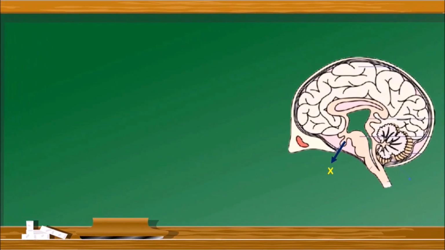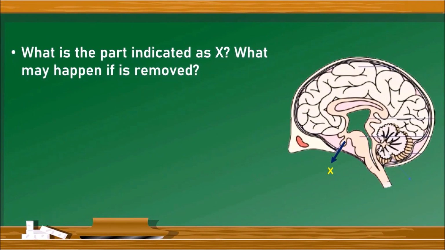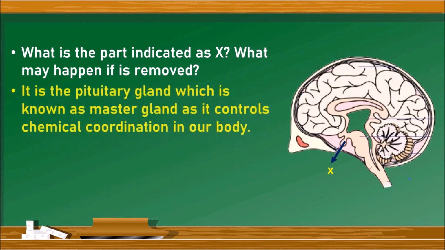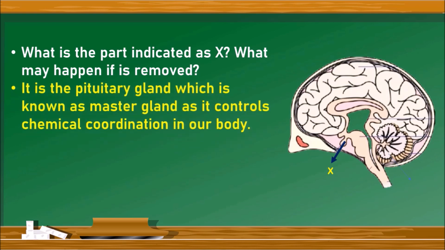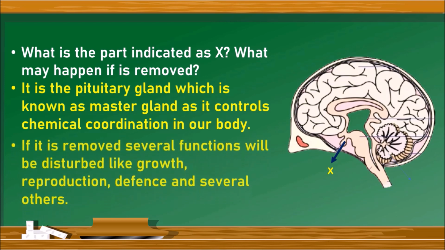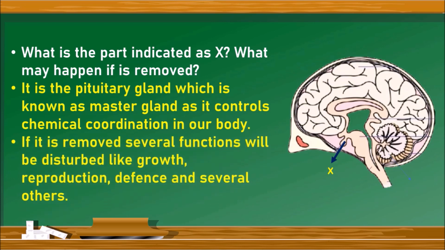Next one. Here in the diagram, a part is labeled as X. The question is, what is the part indicated as X and what may happen if it is removed? The part which is indicated as X is the pituitary gland. It is known as a master gland and it controls the chemical coordination in our body. If it is removed, several functions may be disturbed like growth, reproduction, defense and several others.